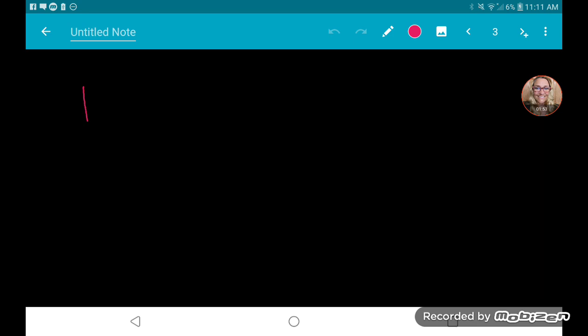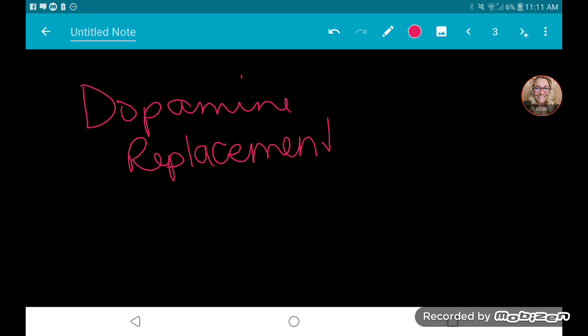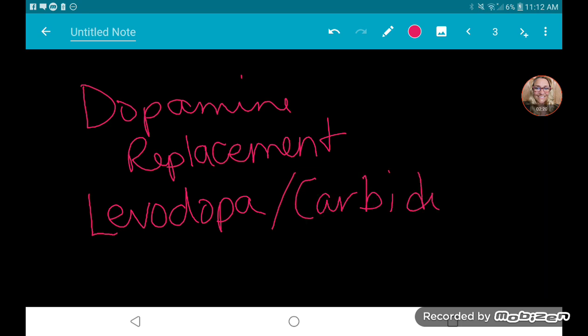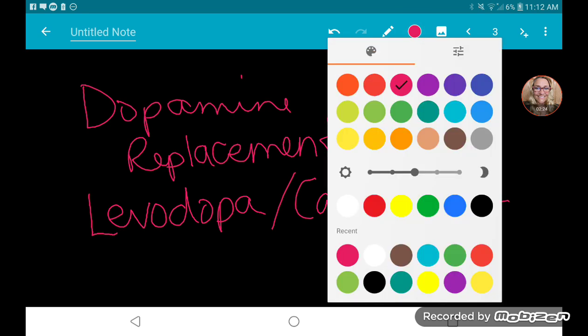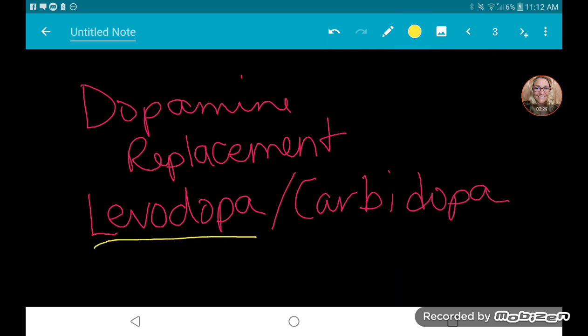Do you remember what the dopamine replacement drug was that we talked about in class? If you said levodopa-carbidopa, you are exactly correct. Levodopa is something that once in the body, it converts over to dopamine. Carbidopa is something that when it's added to levodopa, keeps the levodopa from breaking down as much in the body before it gets to the brain. So it leaves more levodopa for the brain where it's needed.